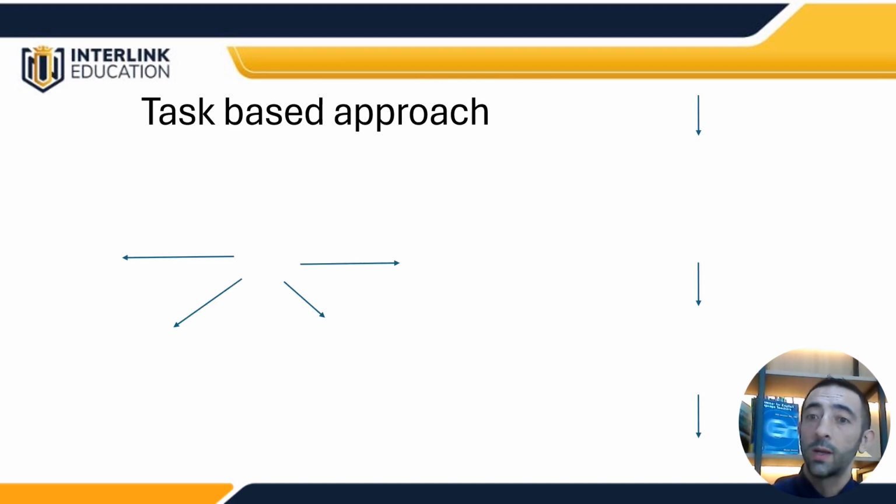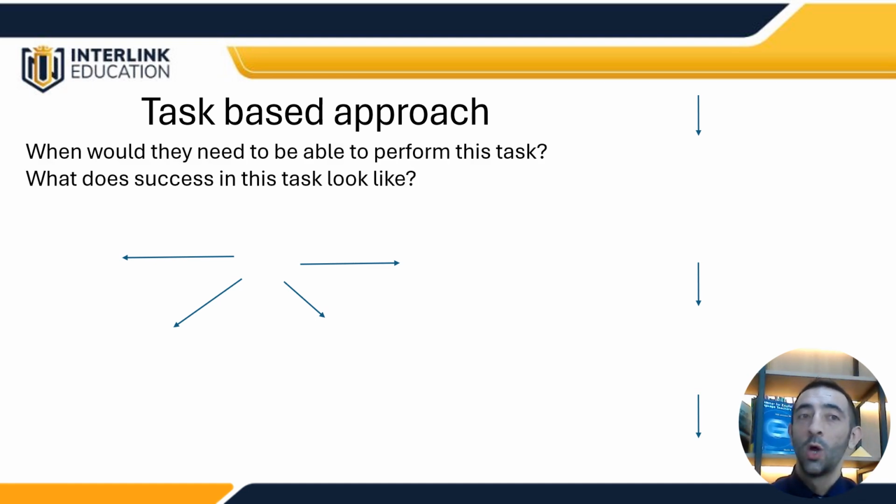So I'm going to present a different way of approaching it. My way of approaching is a task-based approach. And what we do is we start off by saying, what would they need to be able to perform this task, and what does success look like in this task? First of all, we start off with the task. The task means the skill.